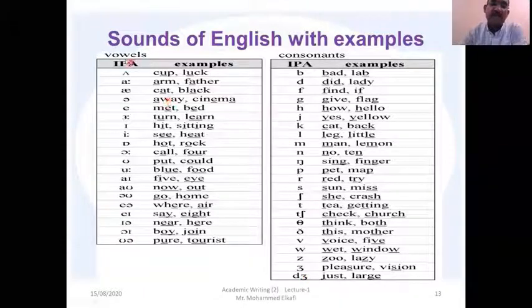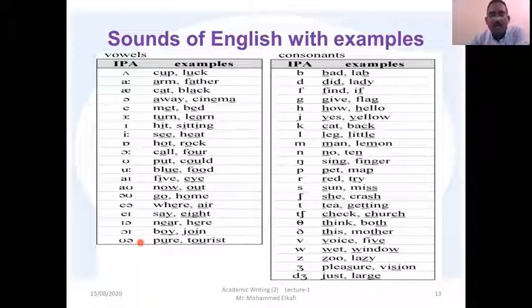Let me remind you finally with what? The vowels. A, a, e, I, o, u, I, ow, o, a, oi, and ua.